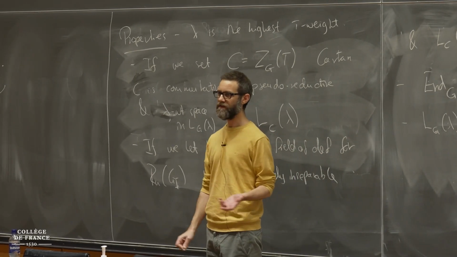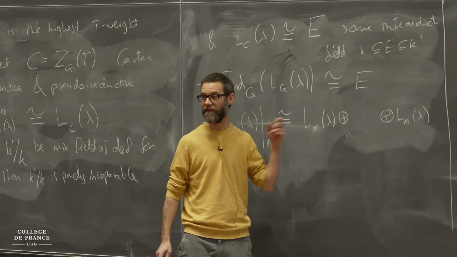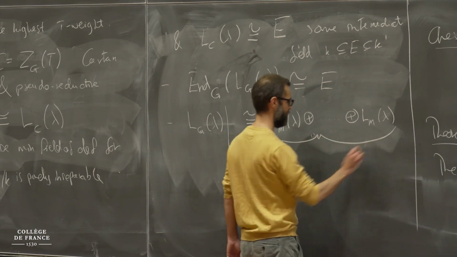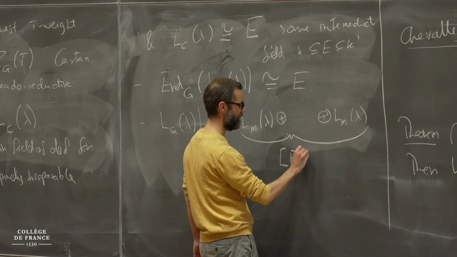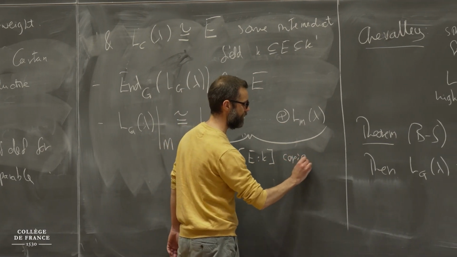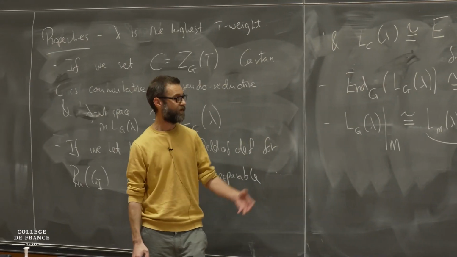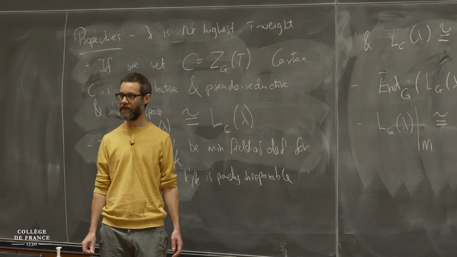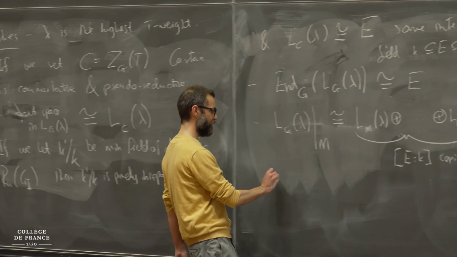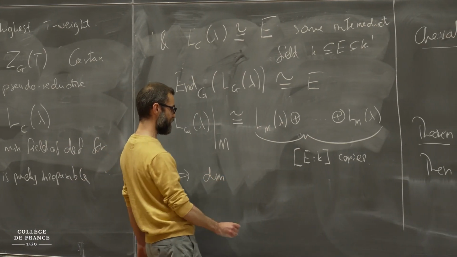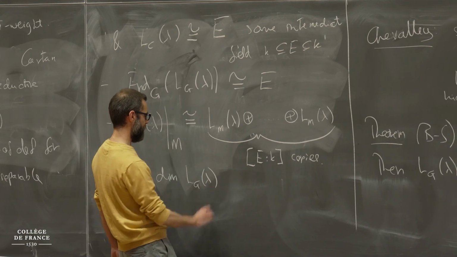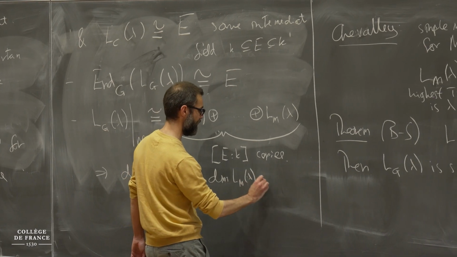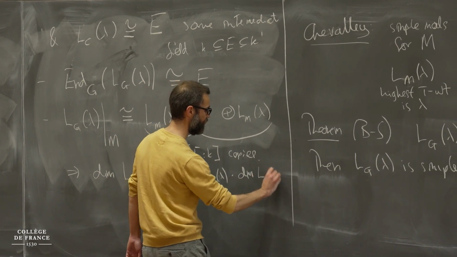And how many copies? Well, the high weight space is one-dimensional for M. So we have exactly the degree of this extension, or in other words, the dimension of the simple module for C copies of this simple module. So we get a dimension formula out of this observation. So the dimension of L_G(lambda) is the dimension of L_M(lambda) times the dimension of the simple module for the Cartan.